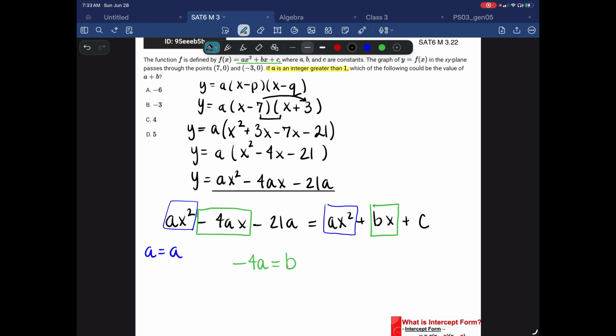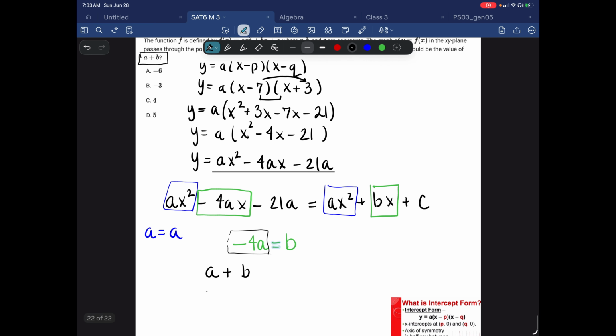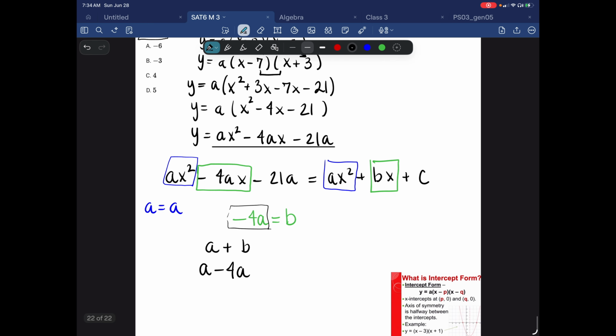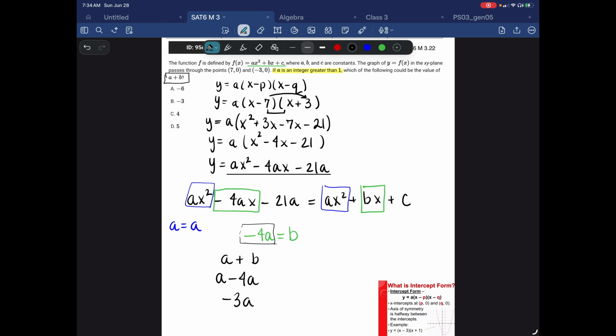We want to know a possible value of a plus b if a is an integer greater than 1. So we have a plus b, but we know another way to write b is negative 4a. So essentially we have a minus 4a, which is just negative 3a. Okay, so a plus b is the same thing as negative 3a. And we want to know what negative 3a can be equal to if a is greater than 1. We can plug and chug.